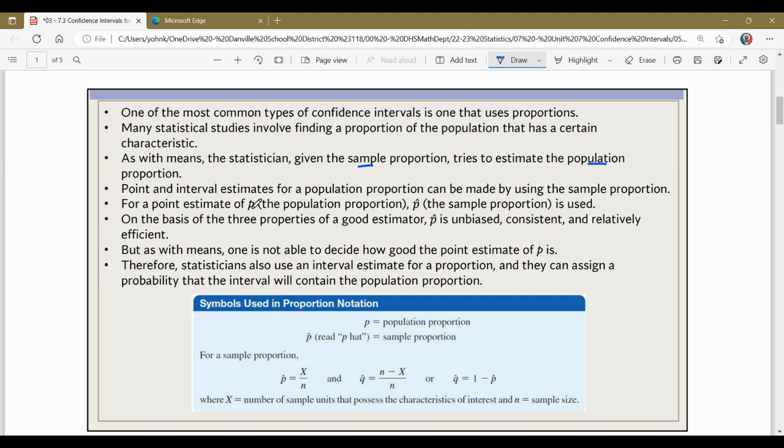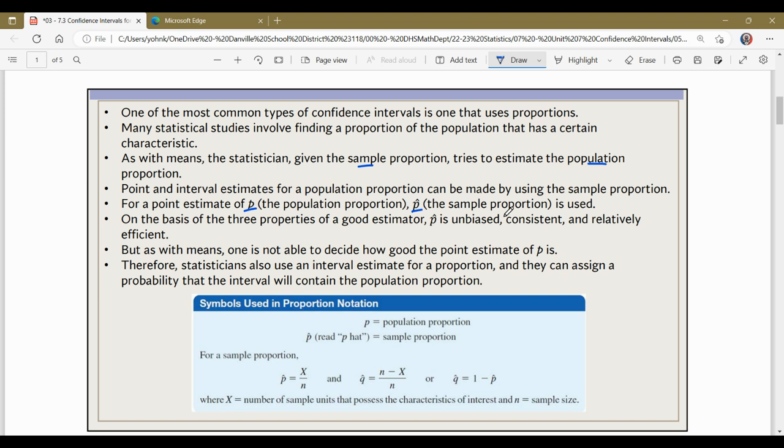If we're trying to find a point estimate for P, which is the population proportion, we're going to use P hat, which is the sample proportion. On the basis of the three properties of a good estimator, P hat is unbiased, consistent, and relatively efficient. Unbiased meaning it is not going to be influenced by outliers. Consistent meaning that it's going to give you the same data time after time after time. And relatively efficient meaning it is the quickest way to get to the answer.